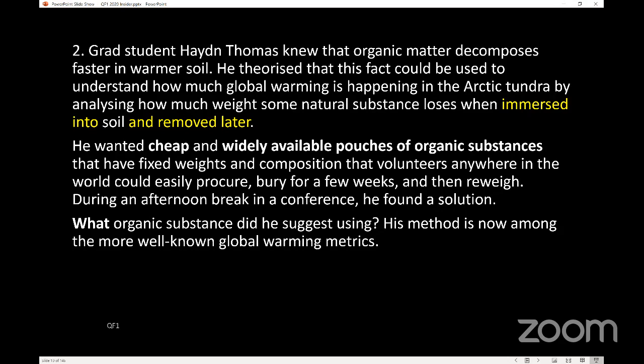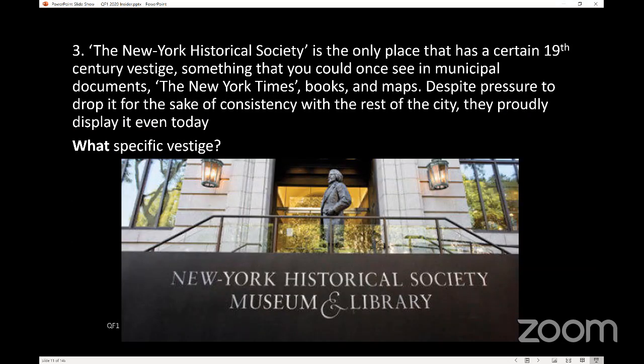I think that should suffice. Moving to question three. The New York Historical Society is the only place that has a certain 19th century vestige, something that you could once see in municipal documents, the New York Times, books, and maps. Despite pressure to drop it for the sake of consistency with the rest of the city, the New York Historical Society Museum and Library proudly displays it even today. So what specific vestige is this?